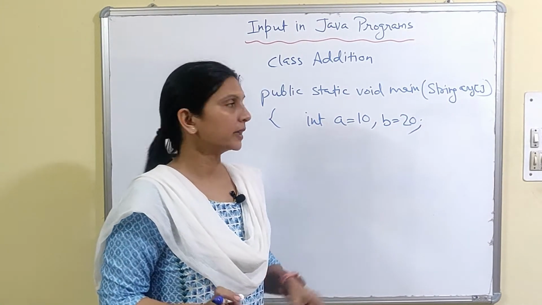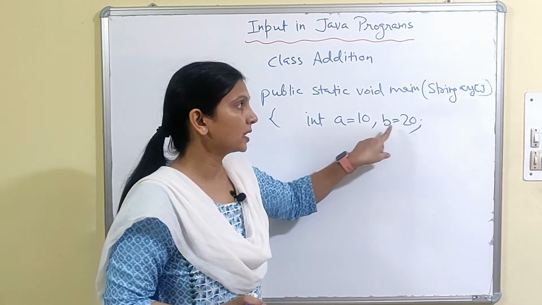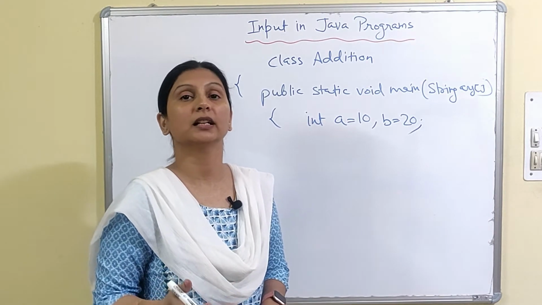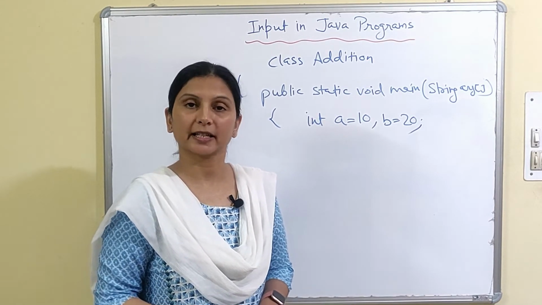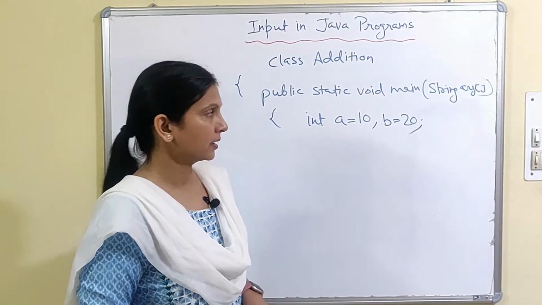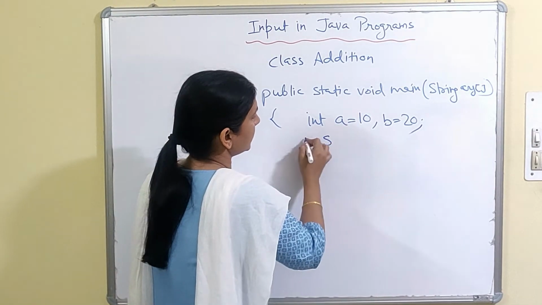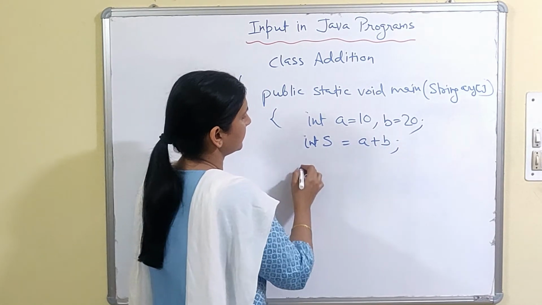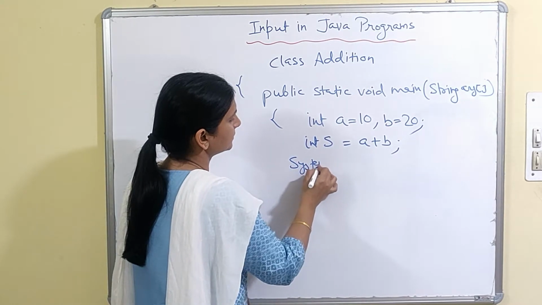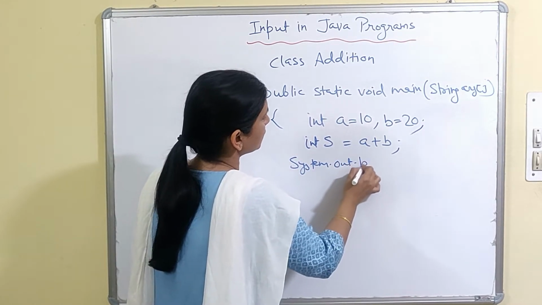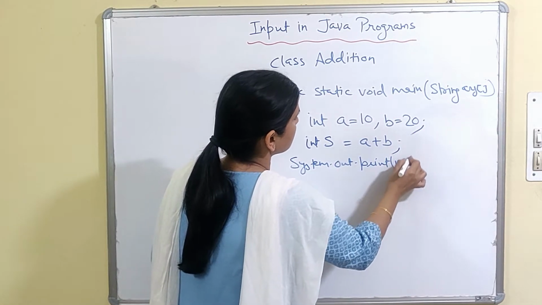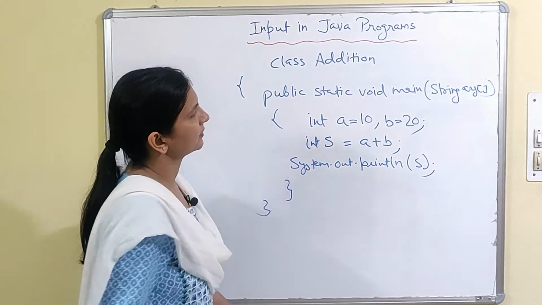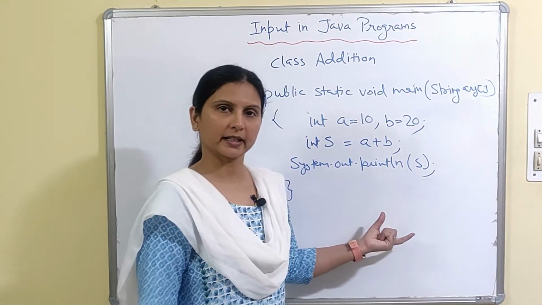So till now what we were doing, we were assigning values into a variable. We were not taking user input at the time of execution of program. Fine. So int s equals to a plus b, system.out.println s. Fine, very fine. This is also correct.